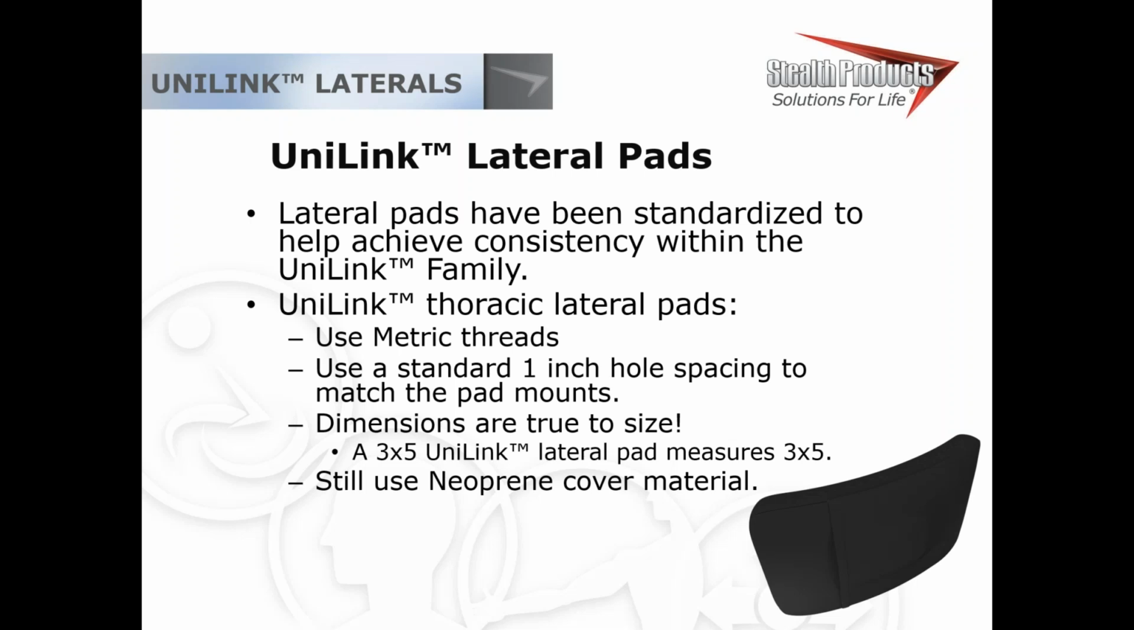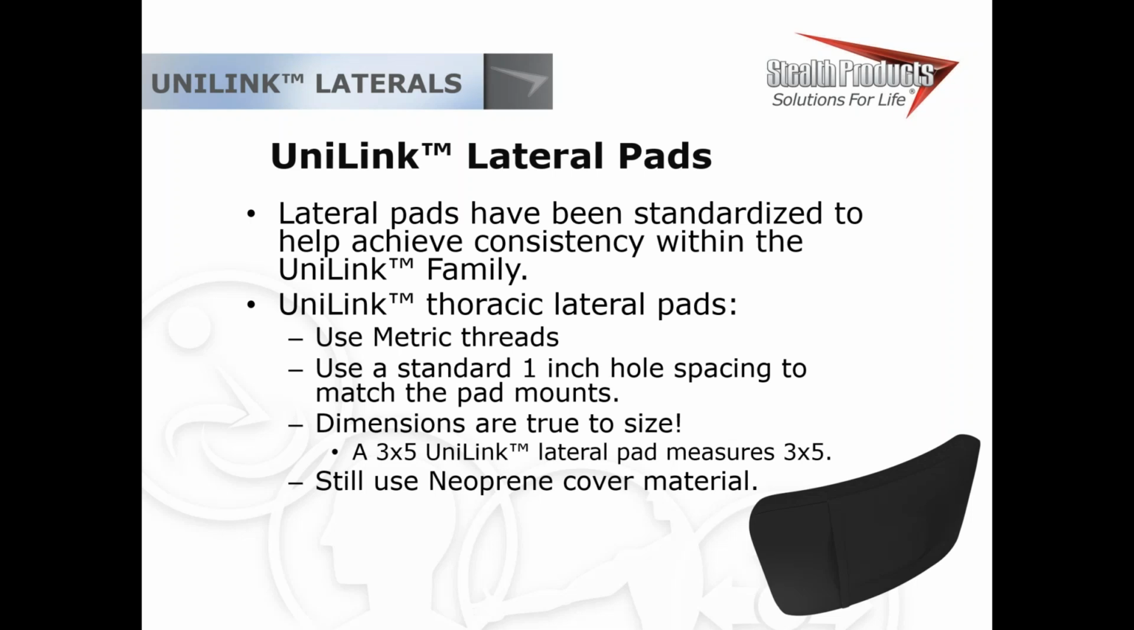So when you order a 3x5 and you take out your tape measure, it's going to show 3x5. Currently, if you order a 3x5, pull out a tape measure, you have a 4x6 in your hands. Yep, heard some applause there.